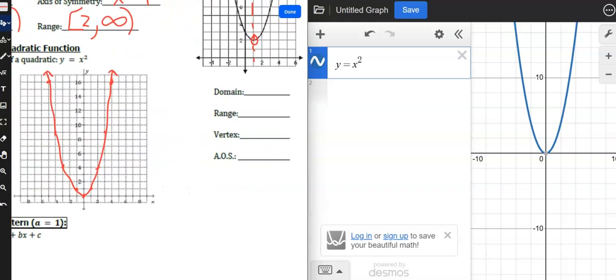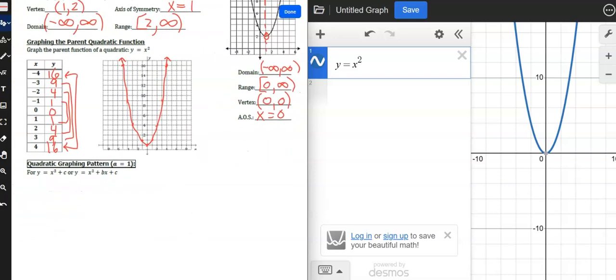What's the domain of that? Well, if we smashed it onto the x-axis, we would find negative infinity to infinity. If we smashed that onto the y-axis, we would start at 0 and go up, up, up from there. What's the vertex? Well, that point at the bottom where it changes directions is 0, 0, and the axis of symmetry, x equals 0, right down the middle.